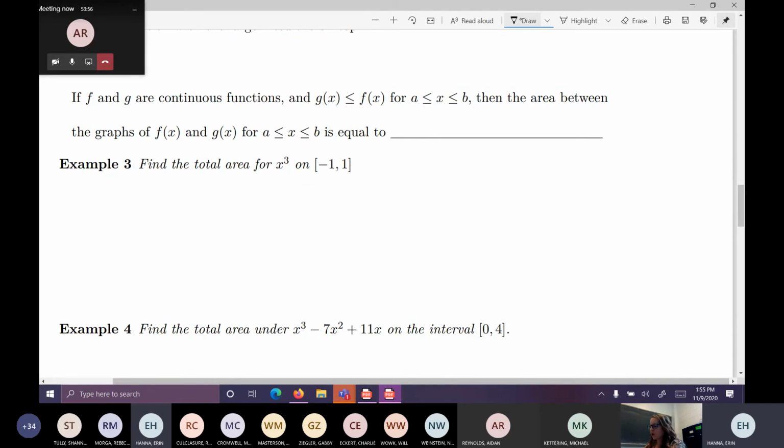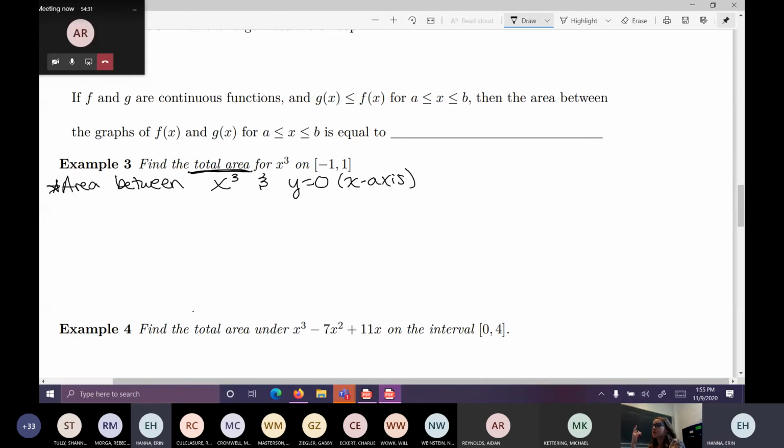So say I want to go back to that question we asked before we wrote down this process. What is actually the amount of stuff that's between x cubed and the x-axis on -1 to 1? So this is how they would usually be phrased. There's a couple other ways, but this is the main way. They'll ask for the total area for a function, and that means the area between x cubed and the x-axis, which remember is just y equals 0.